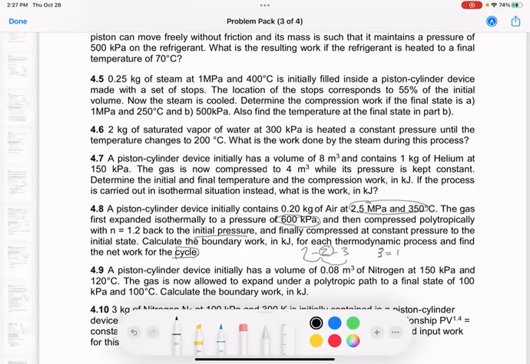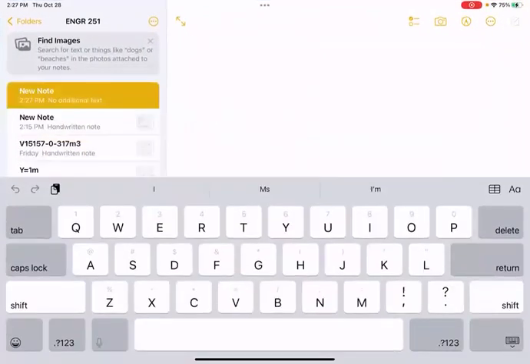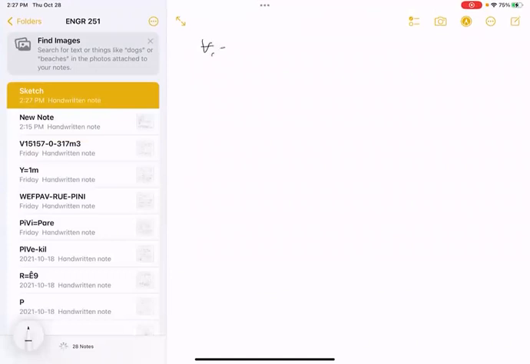I'm just going to open it up here. Okay, state 1. We're going to use the ideal gas law to get the volume. So volume equals mRT over P, and this is all T1, P1. M and R are constants for a given process. Are we given m? Yes, m is 0.2 kilograms.